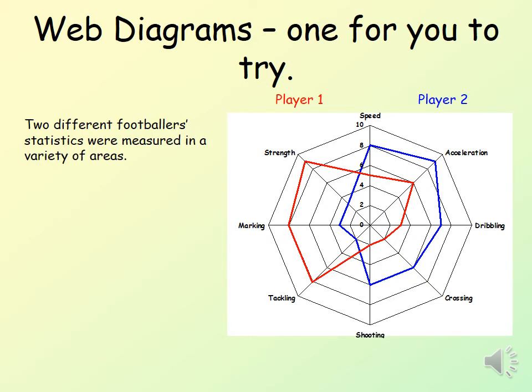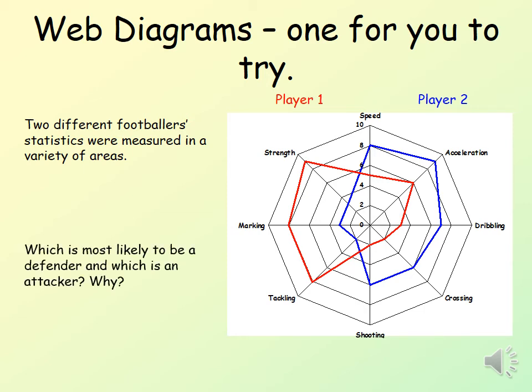Okay, that's it really, and here's another one for you guys to have a go at. So 2 different footballers' statistics were measured in a variety of areas. Okay, so the question that's posed is, which is the most likely to be a defender and which one the attacker, and why? 5 seconds. Okay, 5, 4, 3, 2, 1.